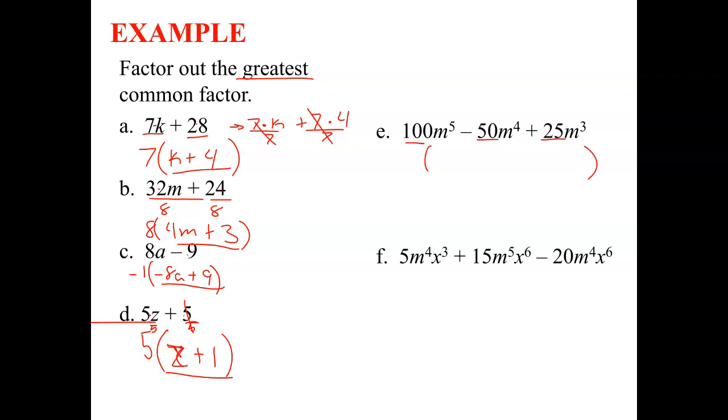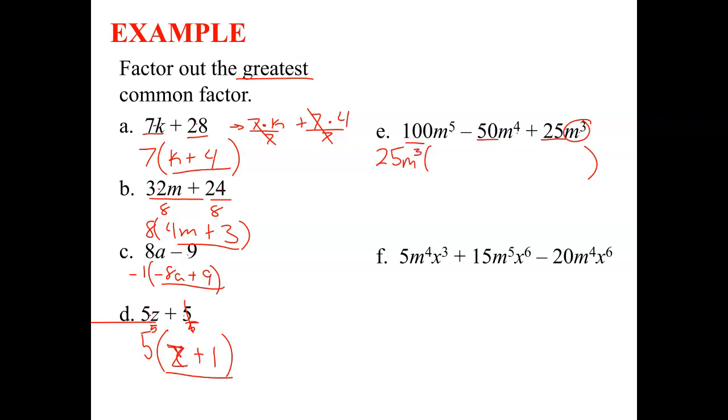My GCF doesn't just have to be numerical, it can be algebraic as well. Let's focus on the numerical part. If I've got 150 and 25, what's the greatest common factor of those numbers? 25. Then we look at our variables. Variables are really easy because the GCF will be the lowest exponent of that variable. So I have an exponent of 5, 4, and 3. Our GCF is going to be the lowest one, m to the 3rd.